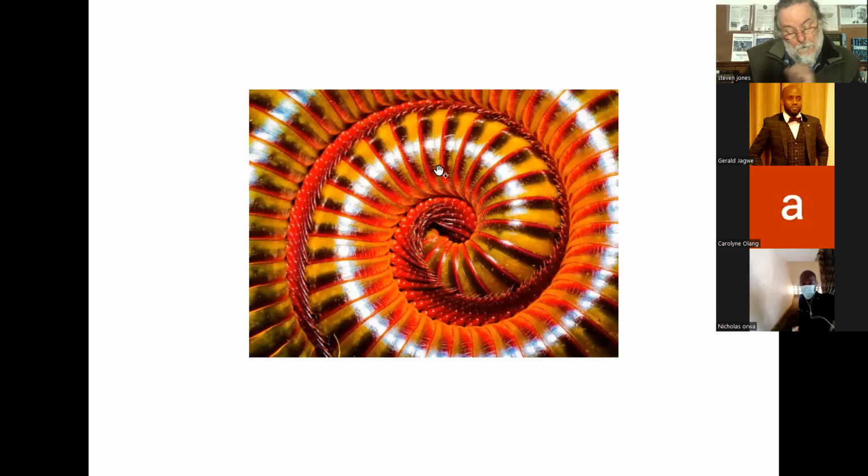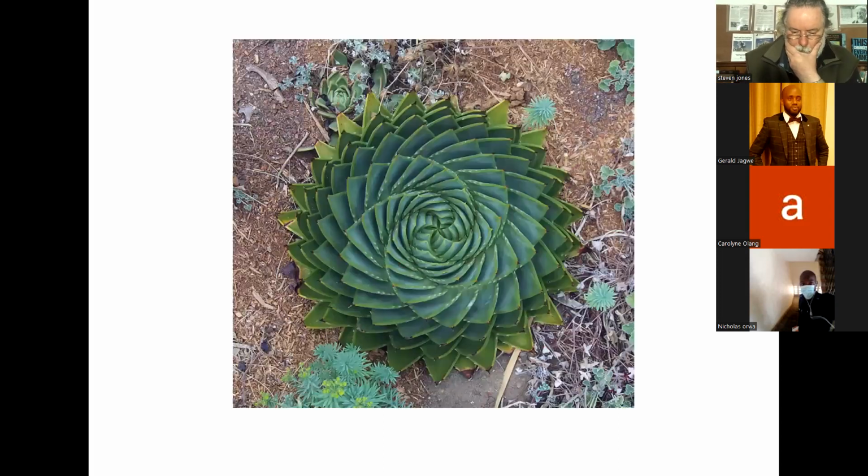Anyway, here's a centipede, a millipede, and look, it's curled up to protect itself. It's got its hardest armor on the outside and its vulnerable part where its legs are all tucked away, and by curling up like that, it's too big, it's hard for a bird to swallow it. So that's a defensive pattern.